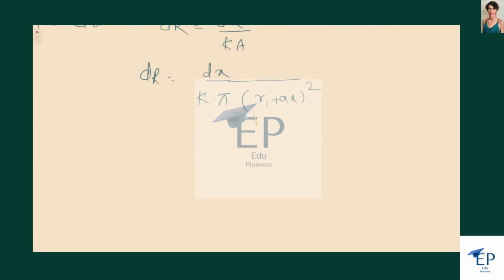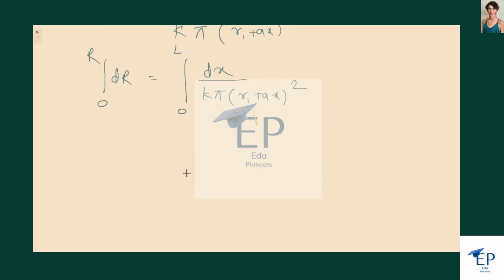Now we have to find the total resistance, so we have to integrate on both sides. So this is the integration of dR equals the integration of dx upon k pi (r1 plus ax) whole squared. This is from 0 to R, and this is from 0 to L. Now after integration we get the value of R, that is R equals minus 1 upon a k pi into (1 upon r2 minus 1 upon r1).